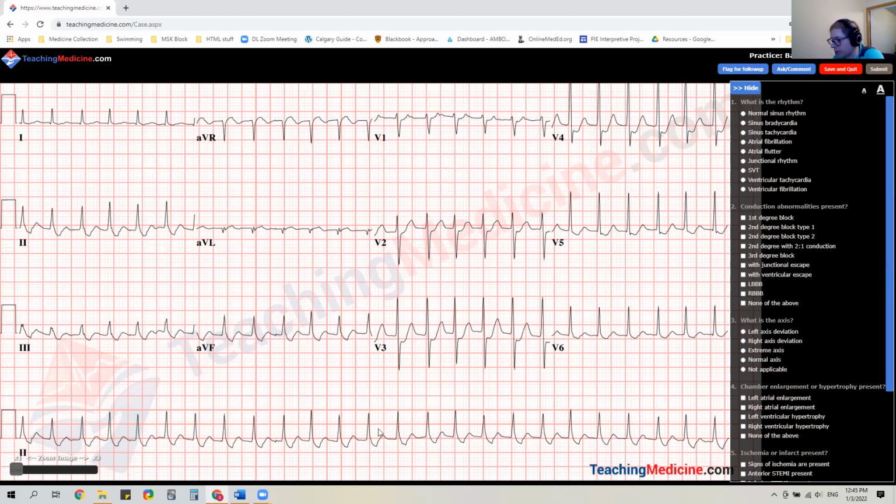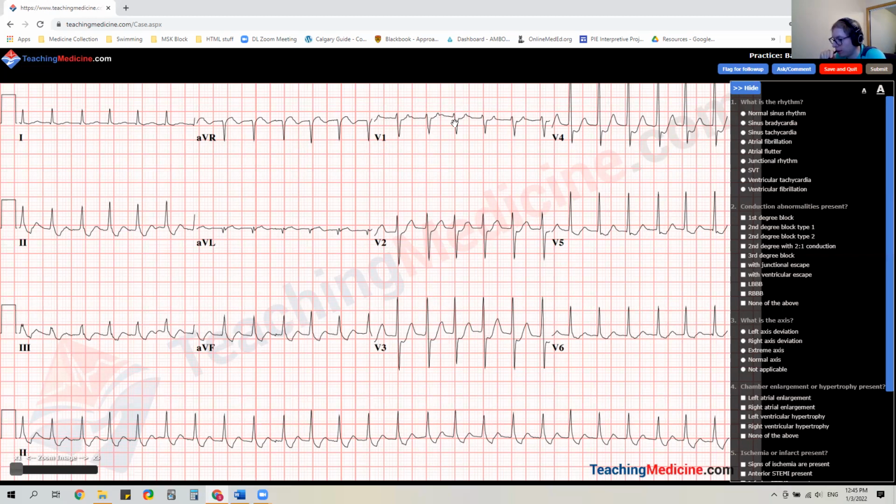So I see a narrow QRS. I'm looking for P waves. Here's a P wave. There's a P wave. There's a P wave. There's a P wave. Oof. So now I'm deciding, is this a long P wave or is this a retrograde P wave? Well, retrograde is usually inverted.